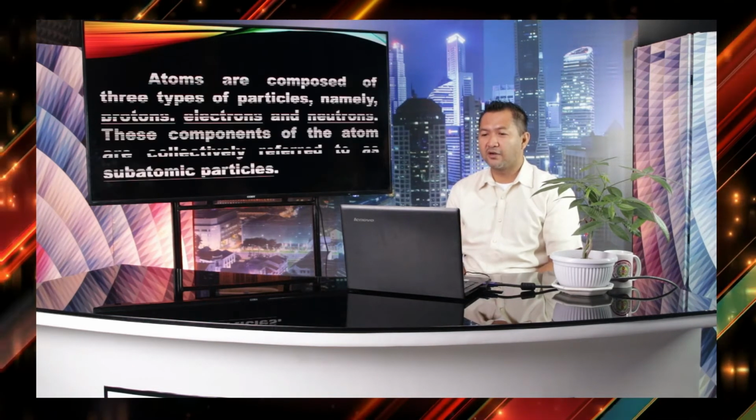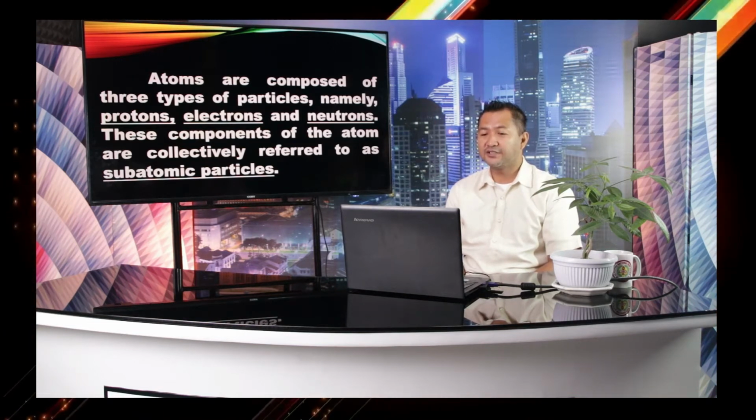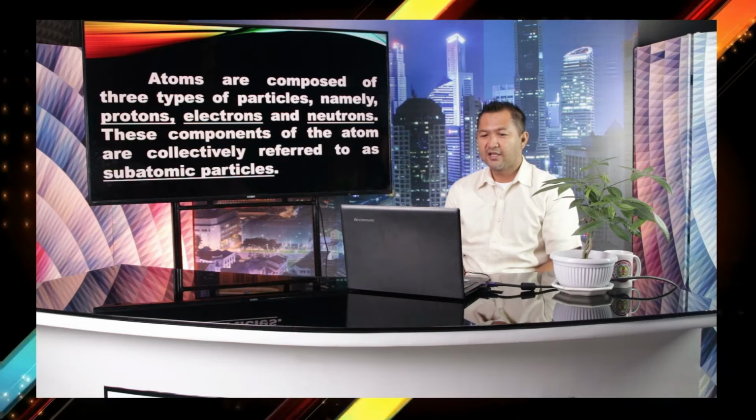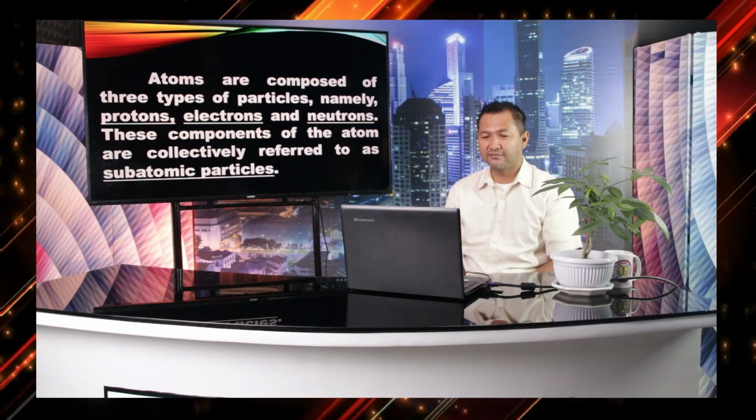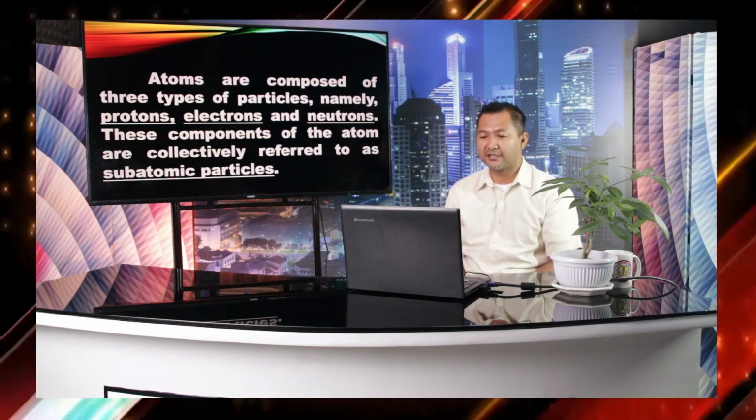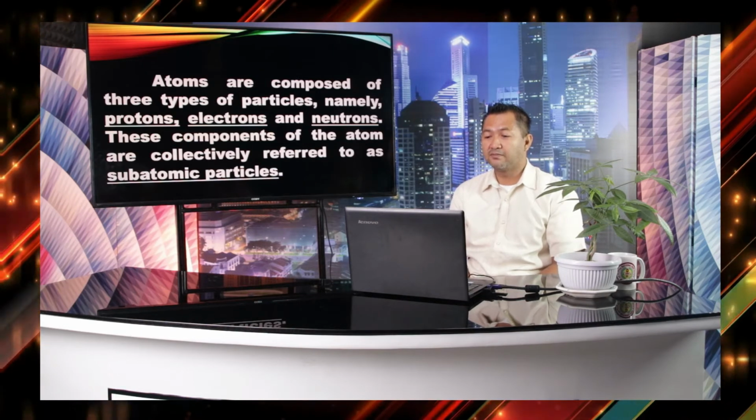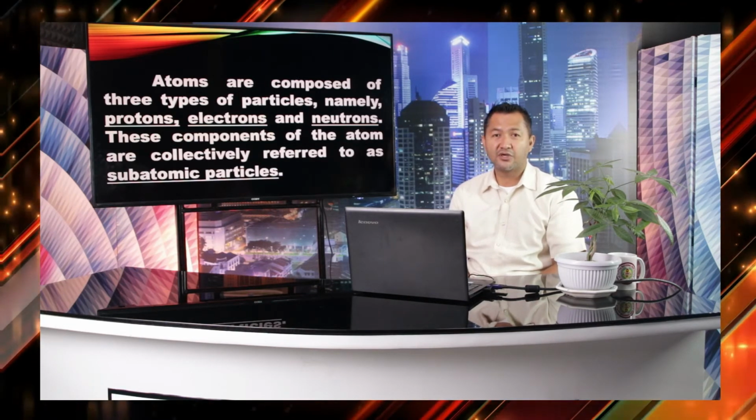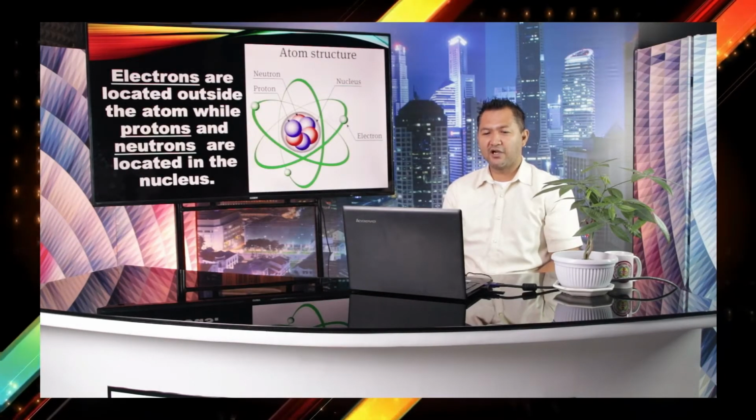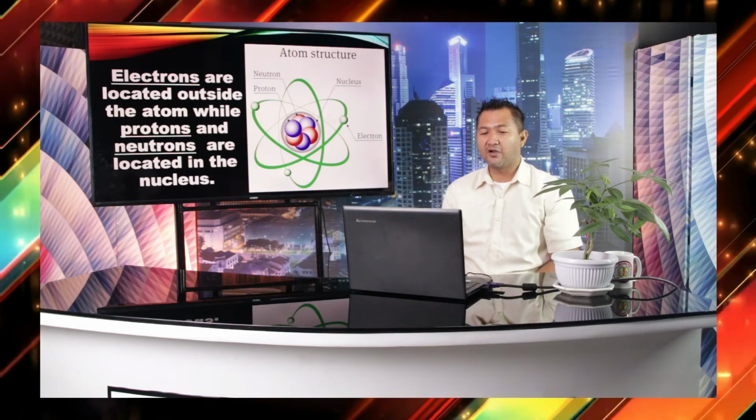Atoms are composed of three types of particles, namely protons, electrons, and neutrons. These components of the atom are collectively referred to as subatomic particles. You can refer to your self-learning module on page 5 in the structure of an atom. Electrons are located outside the nucleus, while protons and neutrons are located in the nucleus.